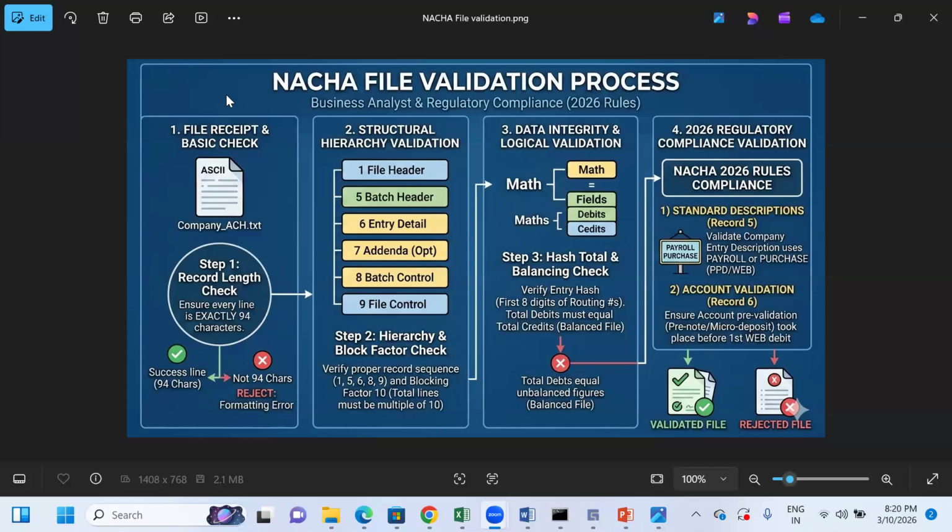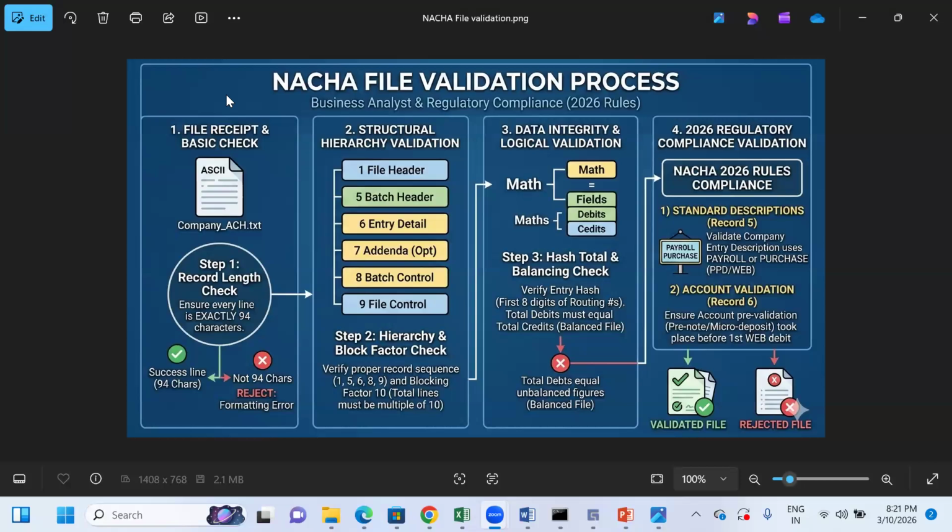Understood? Are you clear? The structural hierarchy validation is like one, five, six, seven, nine, write it down. Now, these are the validation rules I have told you. Now, how can this be validated? That is what you are asking. How to validate that?